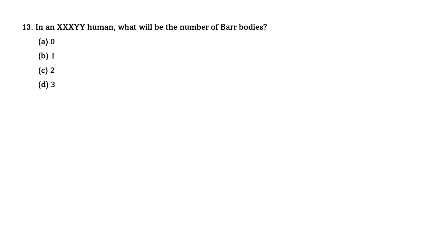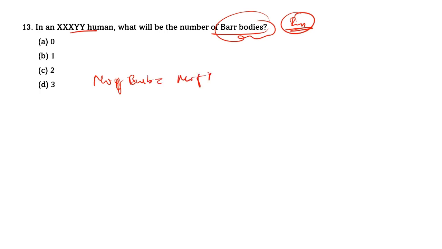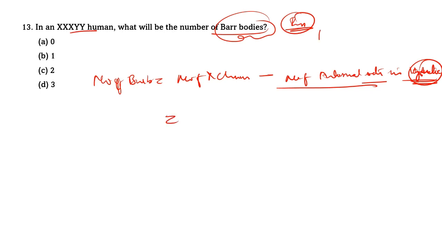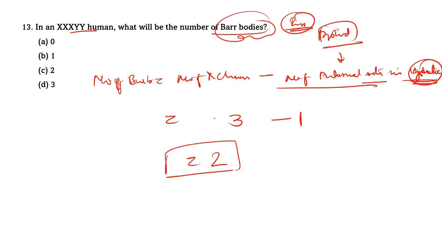So next question. In an XXXY human, what will be the number of bar bodies? So they are asking about bar bodies. This is also again very important. Just try to remember the concept. The formula for number of bar bodies is equal to number of X chromosomes minus number of autosomal sets in the haploid or in the gamete. Since we are talking about diploid, the number of autosomal sets in the gametes is 1, right? So it is minus 1. The number of X chromosomes here is 3. So 3 minus 1, 2. So 2 will be the number of bar bodies in this case.